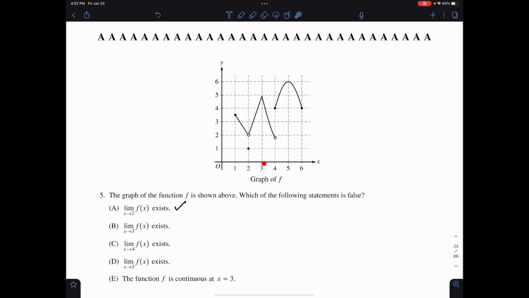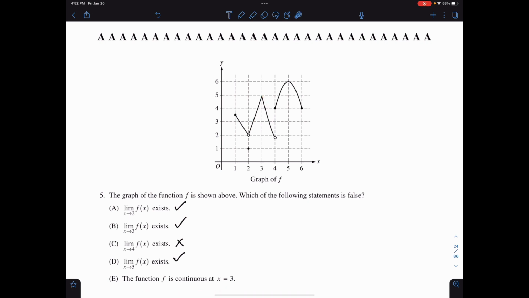If you look at 3, both sides of the line approach the same value, so that limit exists. Now if you go into c, the limit as x approaches 4, at x equals 4, both sides of the equation do not approach the same value, so this is not true. It's most likely the answer, but let's just check the others. So d, the limit as x approaches 5, at 5, both sides approach the same value, so that is true. And e, the function f is continuous at x equals 3.